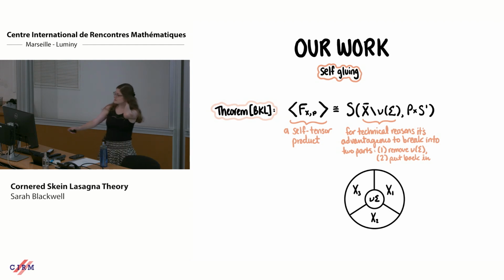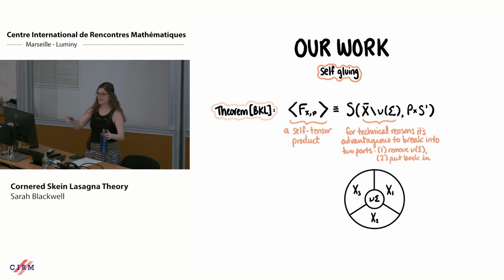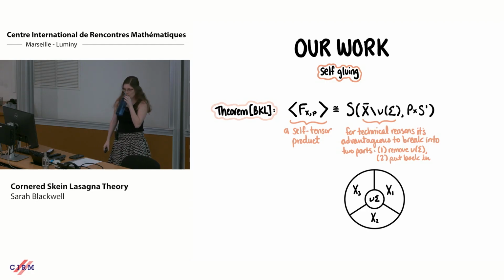So what we first do is we define some kind of self-tensor product that's extremely analogous to the tensor product that I showed you earlier. And then we show that this thing is isomorphic to the Skein Lasagna module of X bar where I've glued, but I take out a neighborhood of my surface with respect to this link P cross S1. That's made when I take out this neighborhood of this surface.